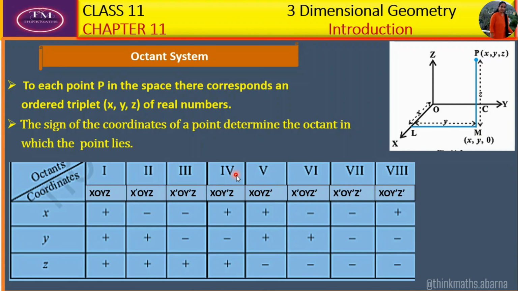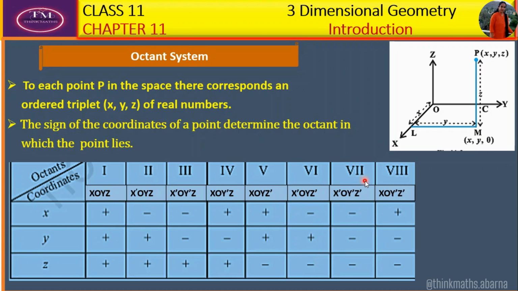If it is in the fourth octant, it will be in the plane x, O, y dash, Z. Then it will be positive, negative, positive. If it is in the fifth octant, it will be x, O, y, z dash plane. Then it will be positive, positive, negative. If it is in the sixth octant, its plane is x dash, O, y, z dash. So its signs are minus, plus, minus.